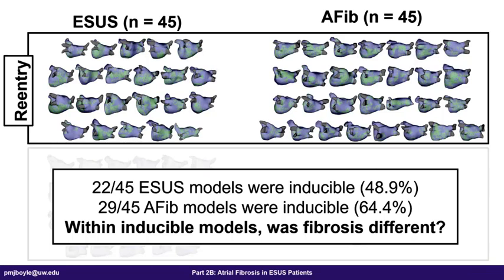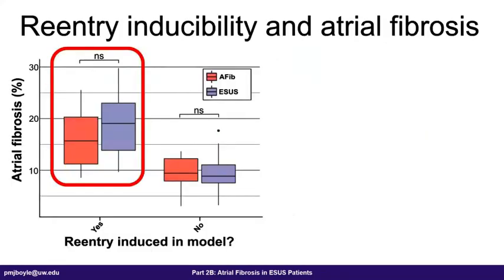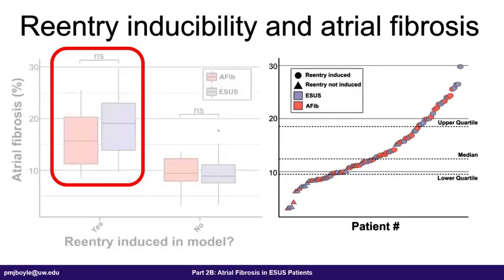But remember, these ESUS patients had no arrhythmia symptoms whatsoever. They had no arrhythmias. They were followed for 30+ days with either Holters or Zio patches, whatever monitoring. And so this is an interesting finding. And what we really wanted to know here is, within those inducible models, was the fibrosis different? And so when we look at the statistics, we find that indeed they were not. There's no significant difference. In fact, the ESUS models had more fibrosis on average than the AFib models.